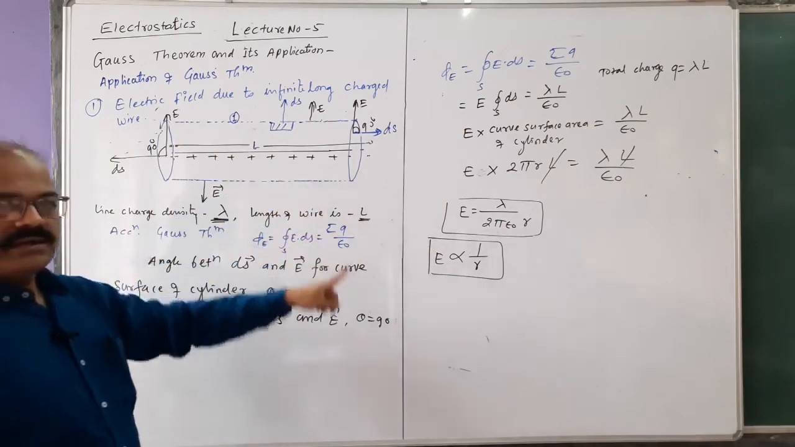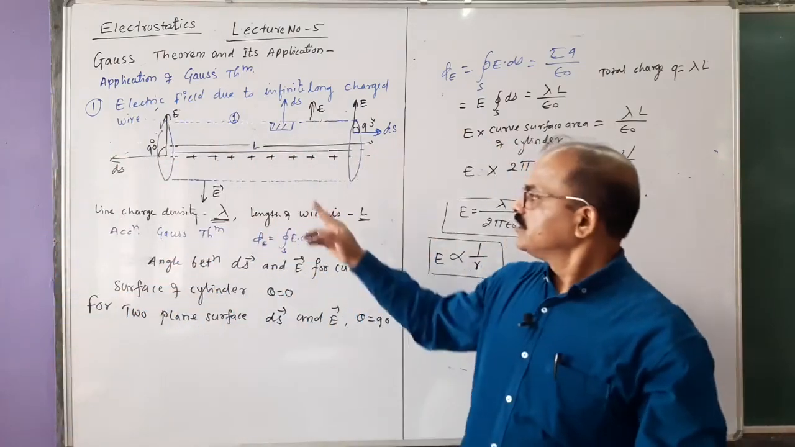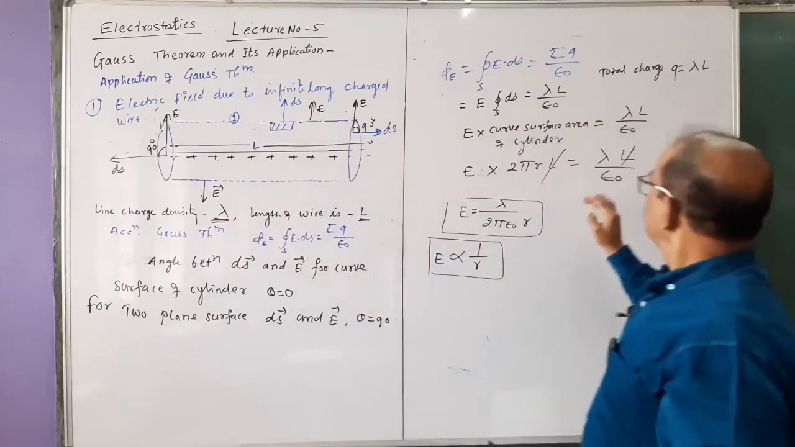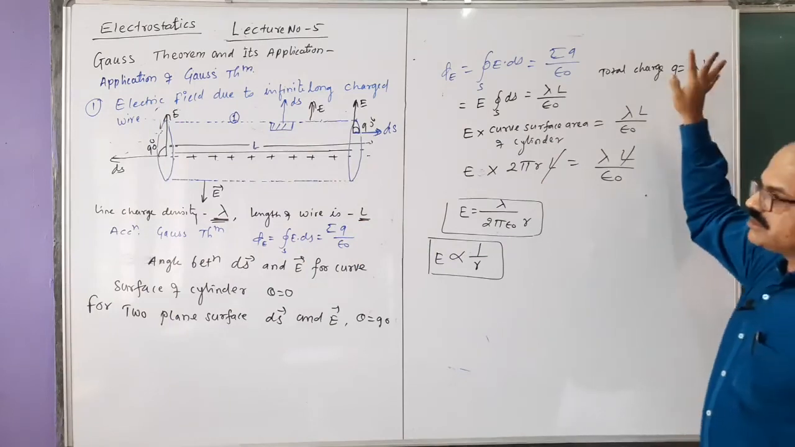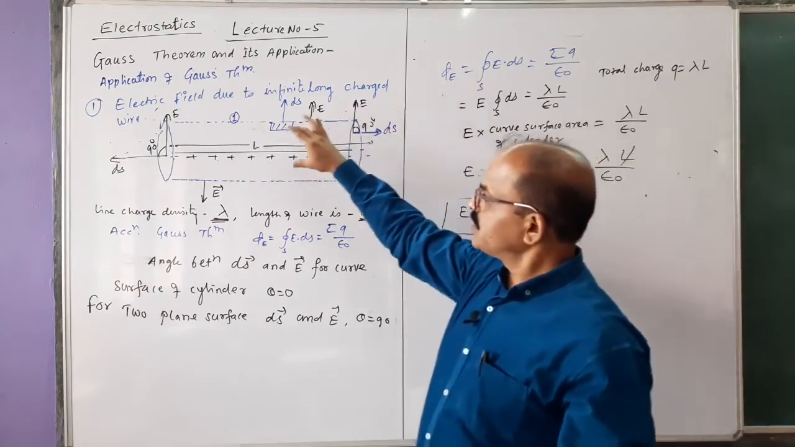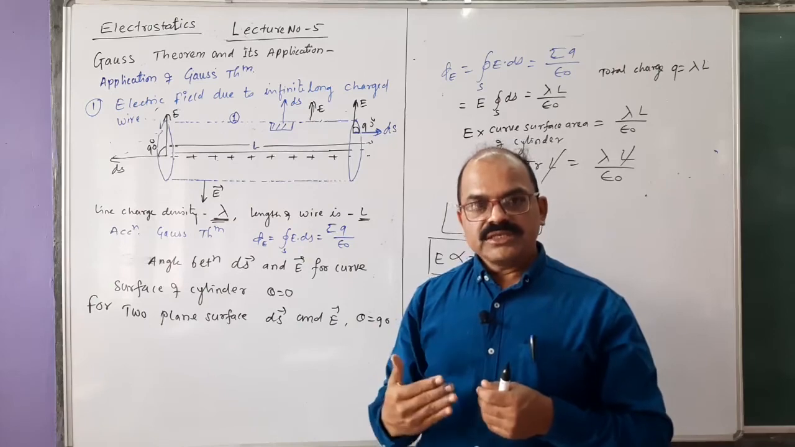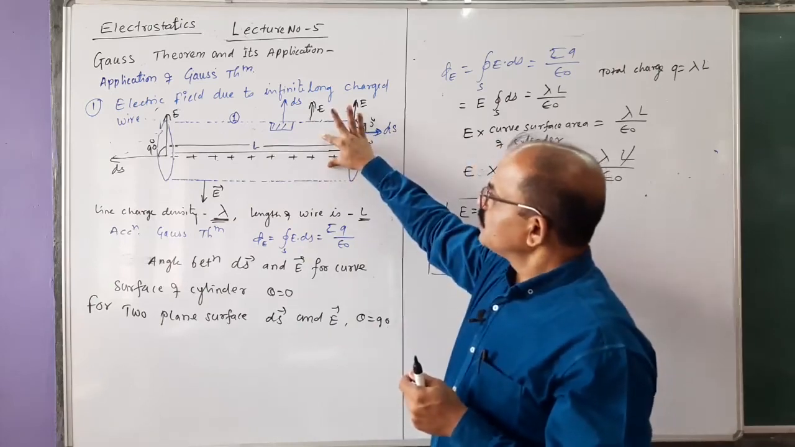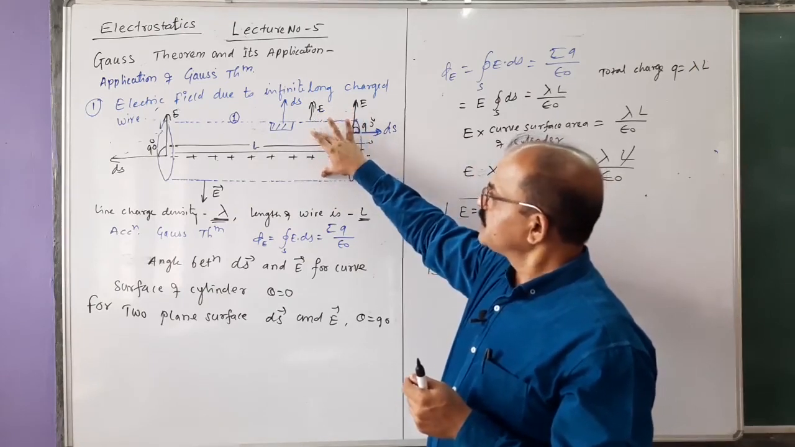This is the straight wire or accumulated the charge q, total charge equal to charge density into length. This is the total charge, and on this charge we have to apply the Gauss theorem. So this charge is enclosed. We have to enclose this charge in a hypothetical Gaussian surface.